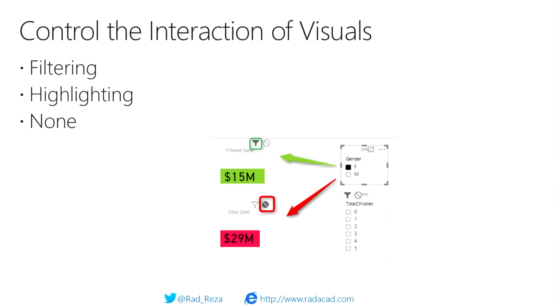The other thing is interaction between visuals. Power BI is an interactive visualization tool. So you can easily click on something, and everything else will be highlighted or filtered. When I click on a filter, everything else will be filtered. When I click on another chart, everything else will be highlighted. That's the default behavior in Power BI. And it is good, but it's not always good. There are some instances that you need this to be somehow different.